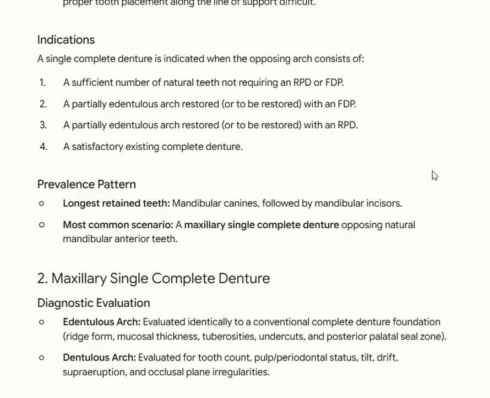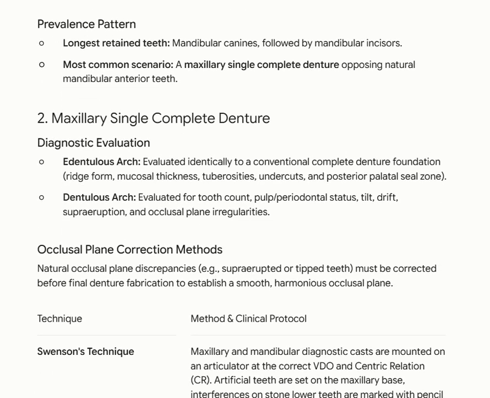Prevalence pattern. Longest retained teeth: mandibular canines, followed by mandibular incisors. Most common scenario: a maxillary single complete denture opposing natural mandibular anterior teeth. 2. Maxillary single complete denture.